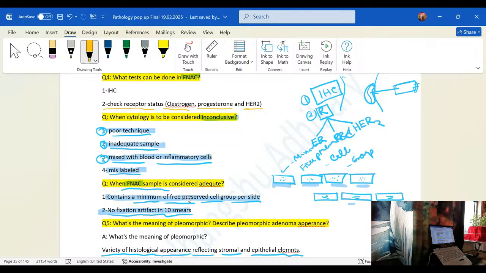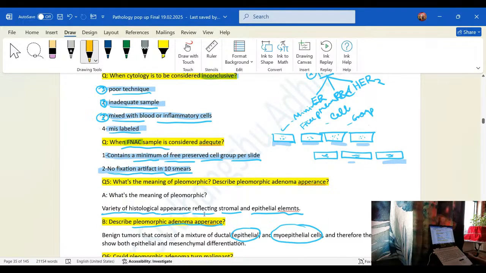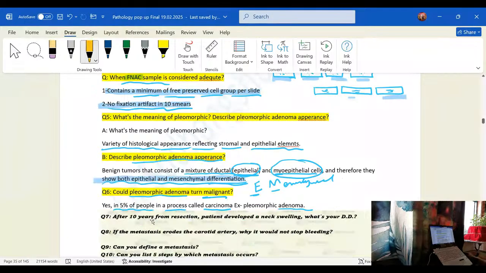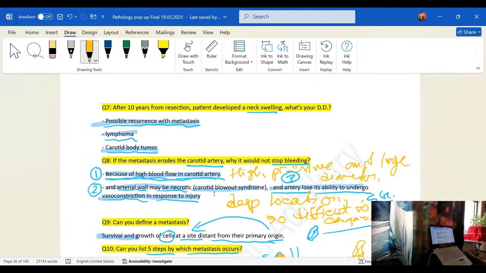What is the meaning of pleomorphic? A variety of histological appearance reflecting stromal, epithelial, and myoepithelial cells. Pleomorphic adenoma can turn into malignant, about 10 years later. Differentials include carotid body tumor and lymphoma.